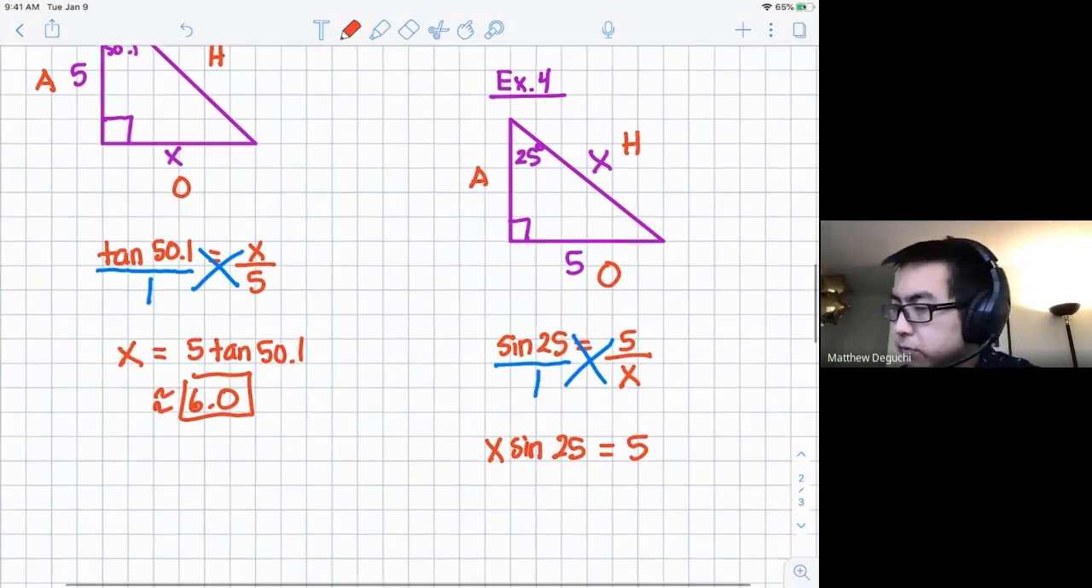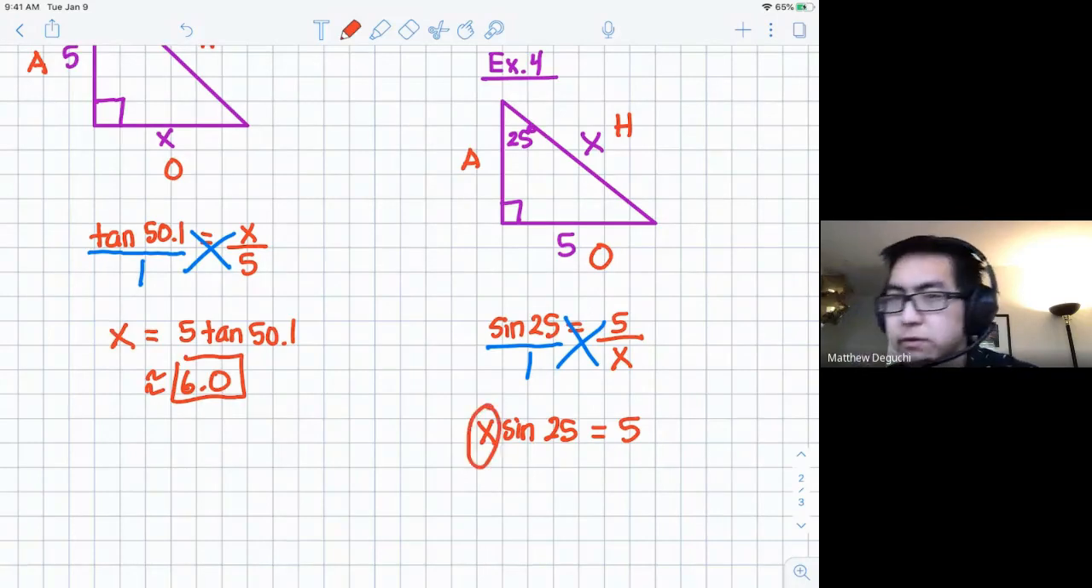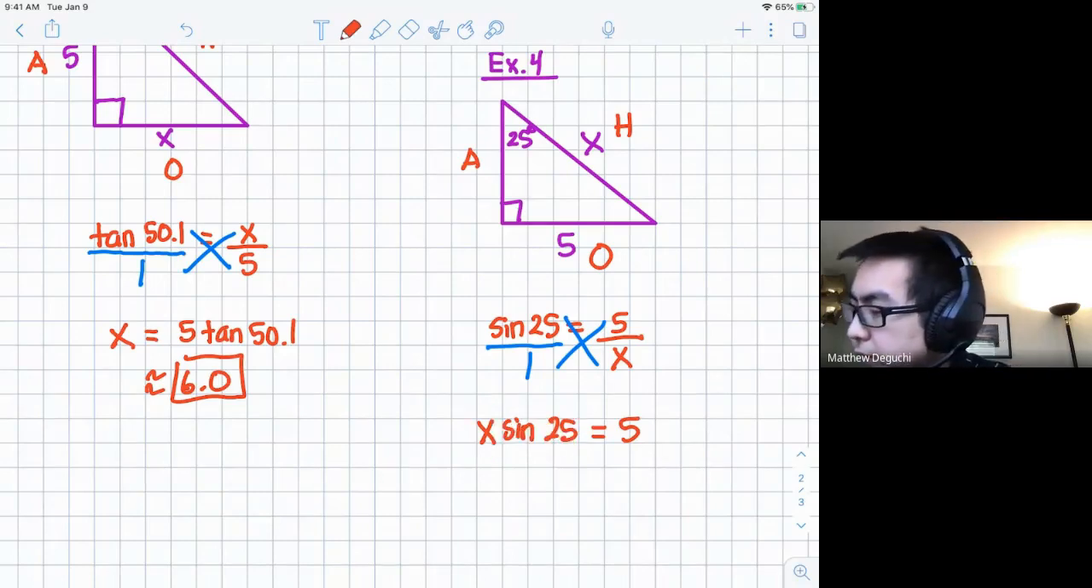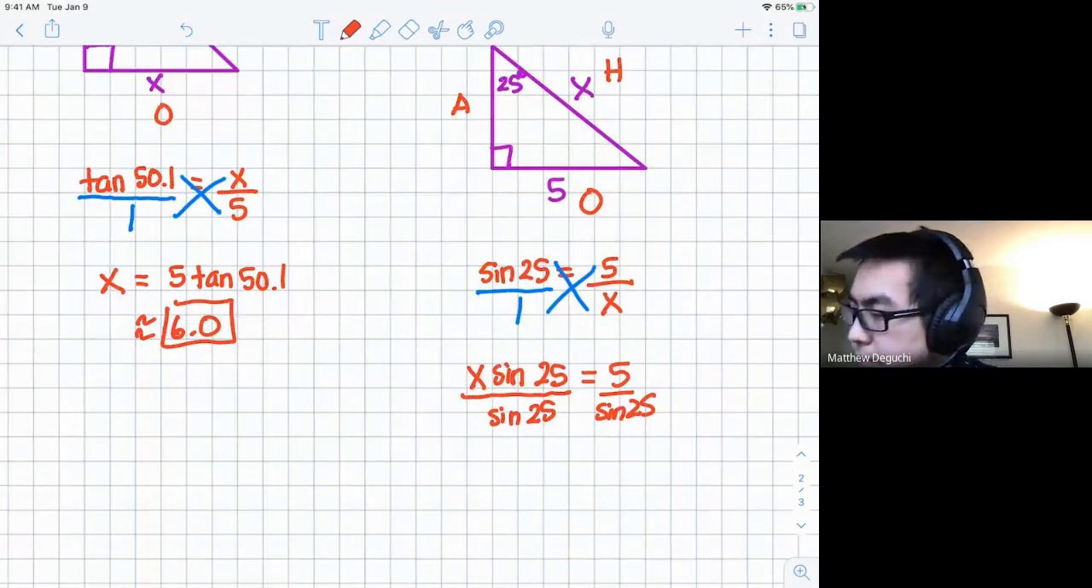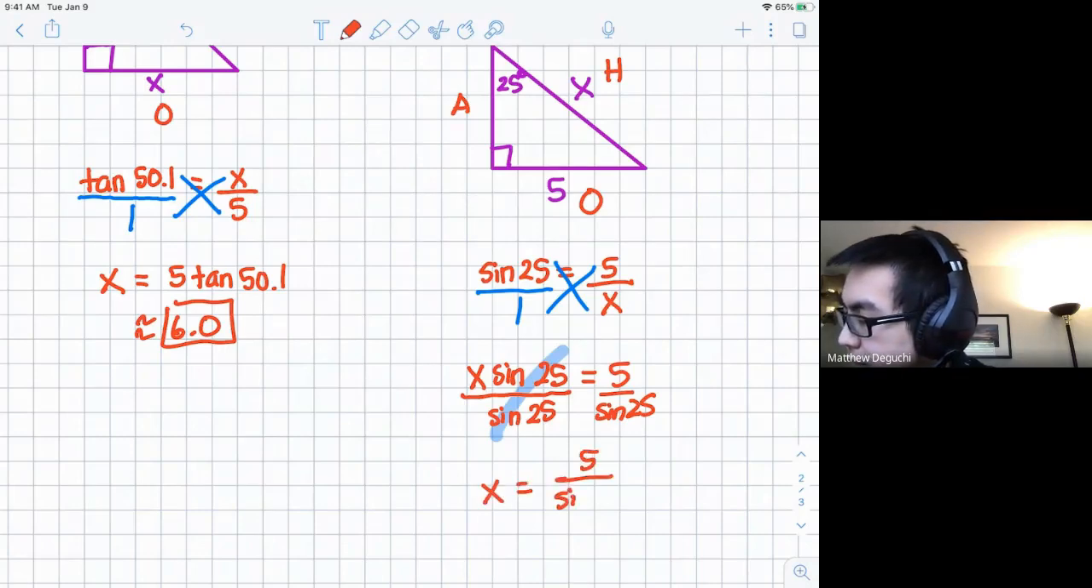So now remember, you're trying to solve for x, correct? So that means we need to get rid of that. And in order to get rid of sine 25, you have to divide both sides by sine 25. Okay, so these cancel, right? So all we're left with is x equals 5 over sine 25.